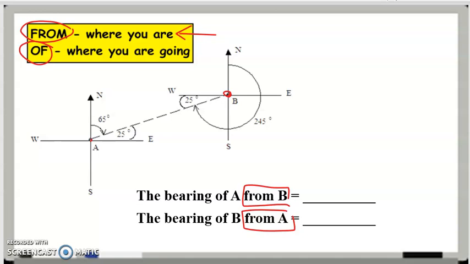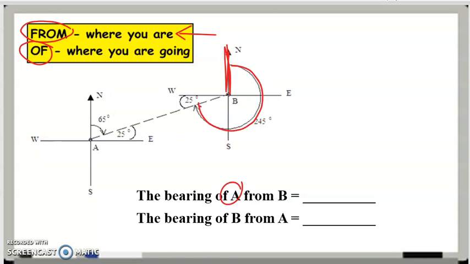So the bearing of A, if it's from B, means I'm at B and I want to go all the way to A. And if it's the bearing of B from A, it means I'm at A and I want to go to B. Now, let's clear this up. If we want to work out the bearing of A from B, let's just do true bearings here. If I want to work out the bearing of A, it means I need to get to A, but if I'm going from B, I must start at B, and if it's a true bearing, I'm going to turn clockwise until I get to that direction line that'll take me to A.